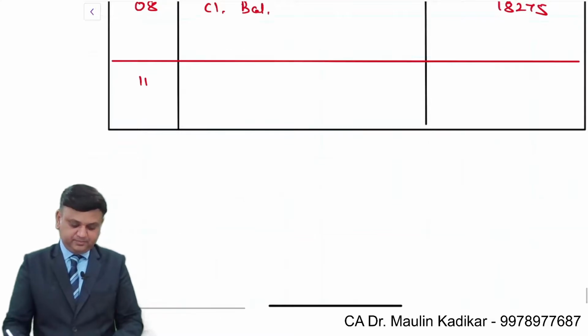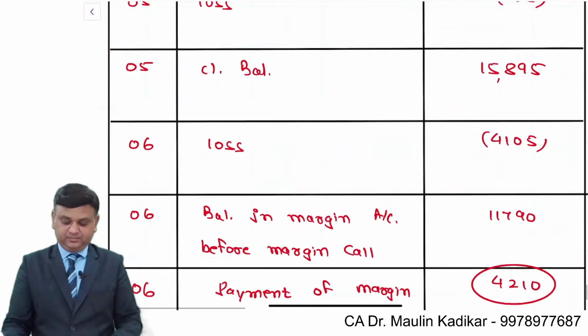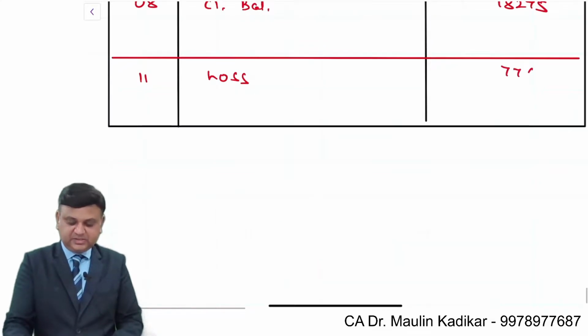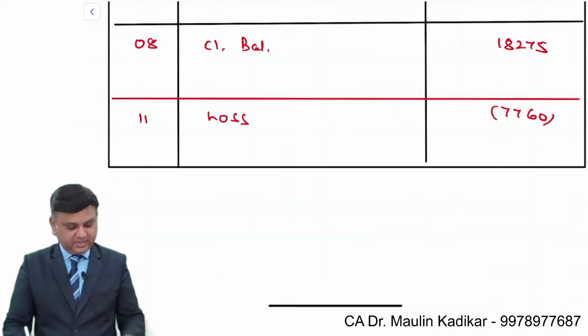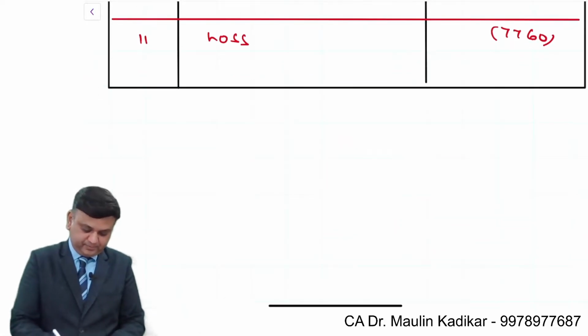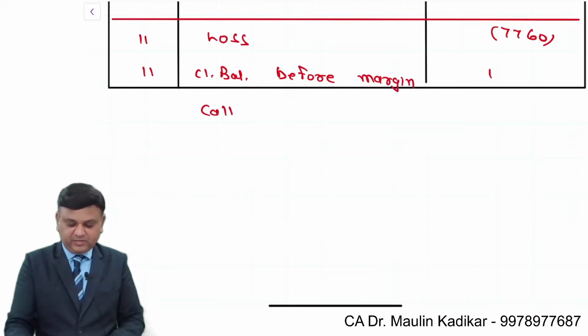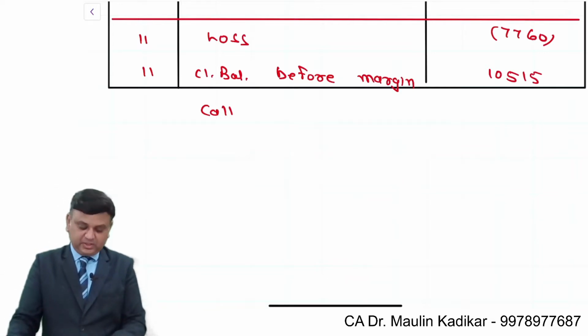Then 11th. On 11th, friends, there is a loss of 7760. So it is 18275 minus 7760. So 10515. So the closing balance before margin call, 10515. Why that is before margin call? Because the balance reduces below 12,000.